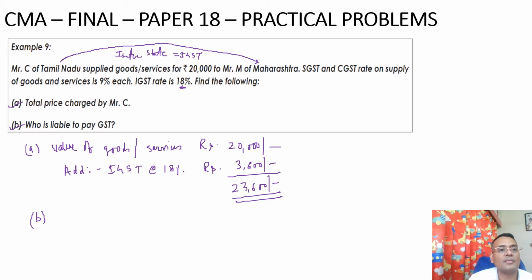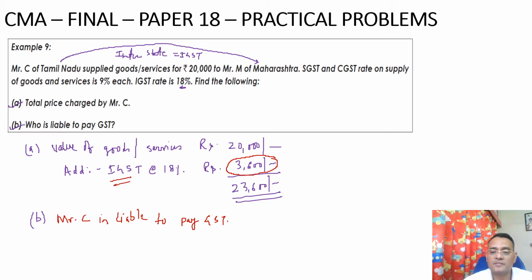And second question, who is liable to pay the GST? So Mr. C is liable to pay GST. In this case, since there is no ITC, Mr. C will be paying in cash 3,600 rupees to the credit of central government because the tax is the IGST.